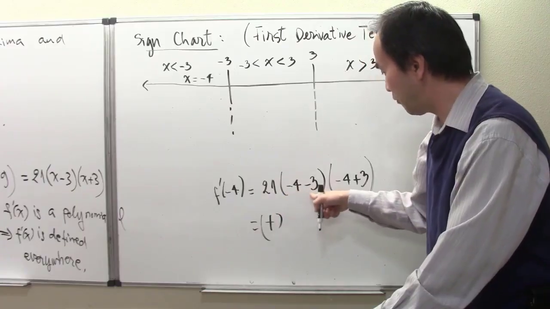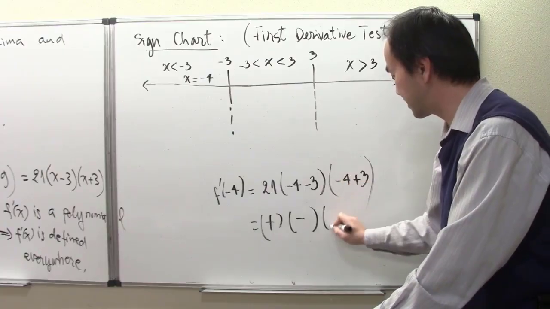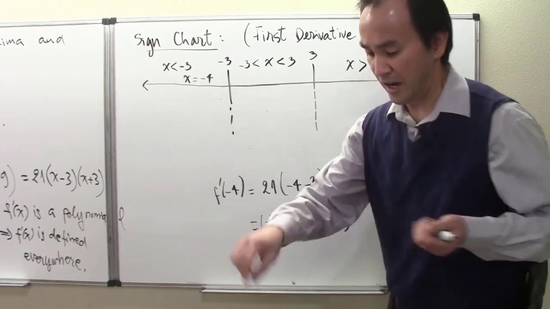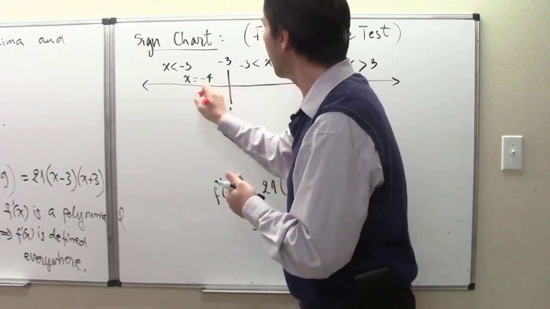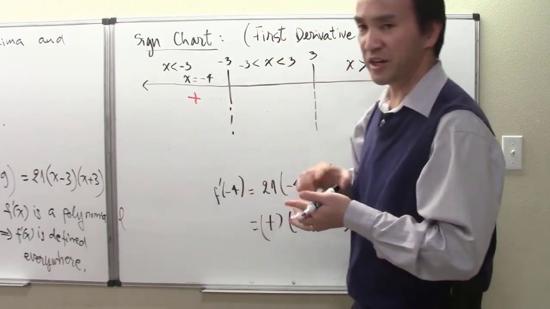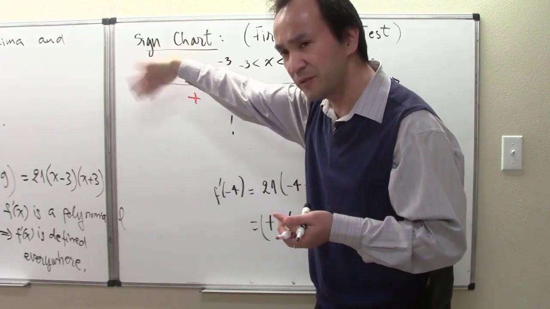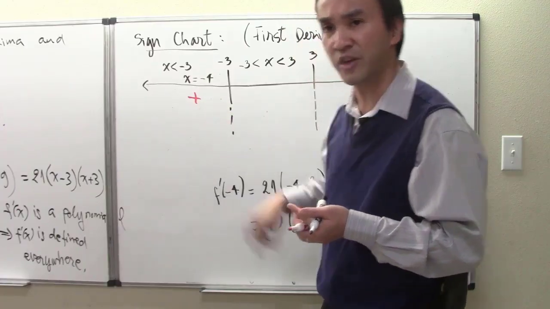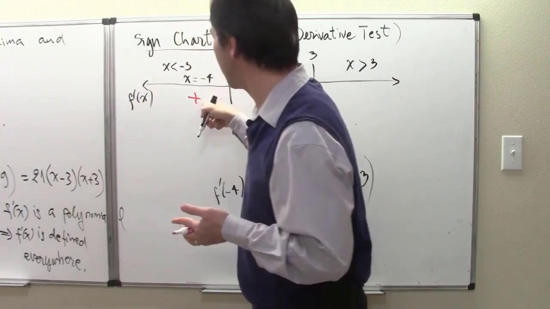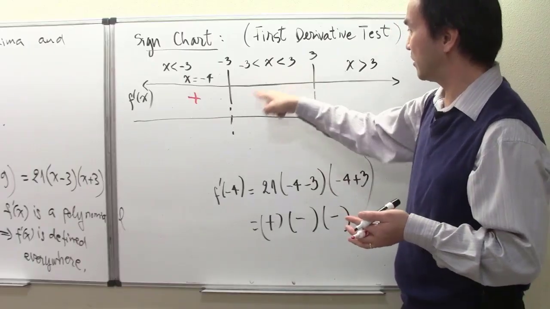Negative 4 minus 3 is a negative, and negative 4 plus 3 is another negative. So positive times negative times negative gives our final sign. In this interval, our derivative is positive. We used one test point, but if you chose a different test point, it would come out the same sign. So this is the sign of our f prime in that interval: positive.